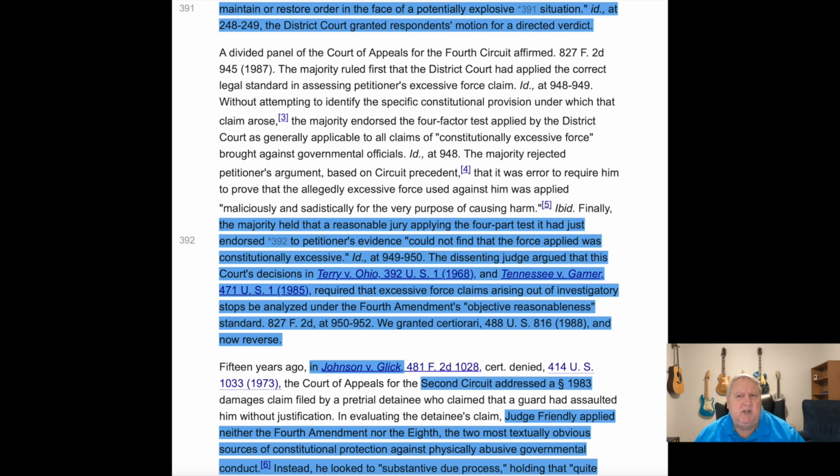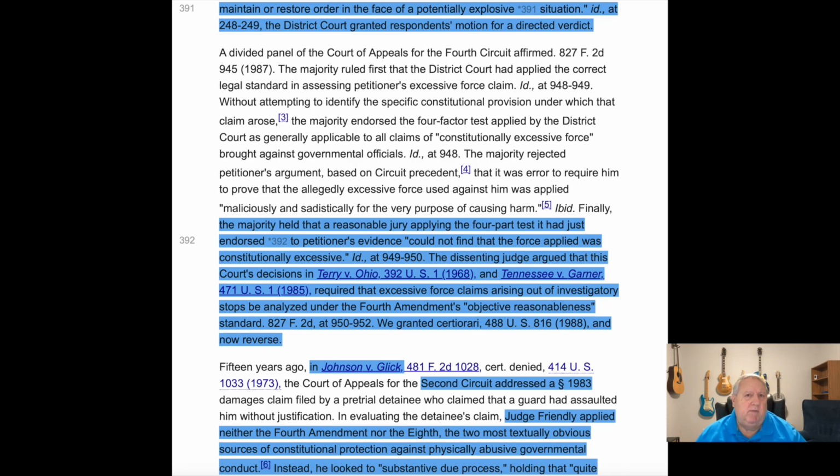The dissenting judge argued that this court's decision in Terry v. Ohio, which we here refer to in virtually every case, and Tennessee v. Garner, required that excessive force claims arising out of investigatory stops be analyzed under the Fourth Amendment's objective reasonableness standard. We granted certiorari, so we agreed to, this is one of the few cases that the Supreme Court says, yeah, we need to take a look at this case. 15 years ago in Johnson v.